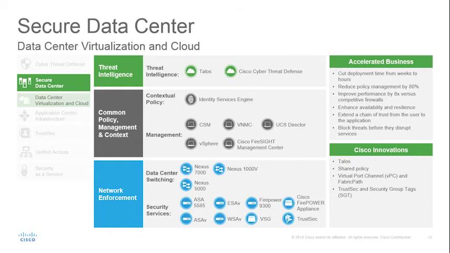All of these components work together to form a complete solution that accelerates a customer's business, with easy provisioning, maximized performance, and actionable security. The Cisco Data Center Virtualization and Cloud Solution cuts deployment time from weeks to hours, reduces policy management by 80%, and improves security performance by 8 times versus competitive firewalls. This solution provides comprehensive security for customers with a traditional data center infrastructure.